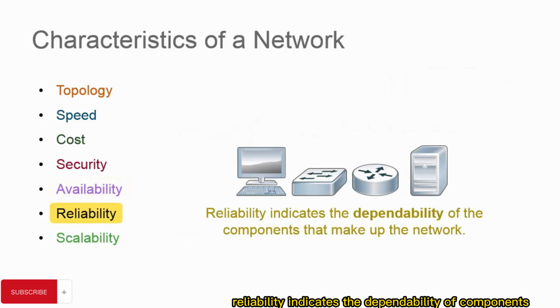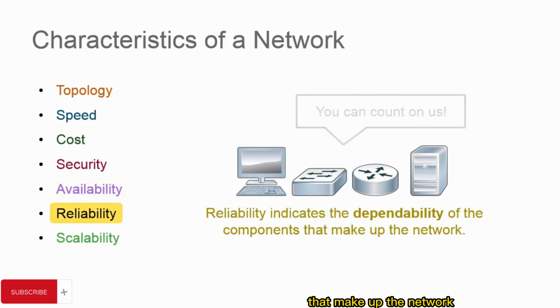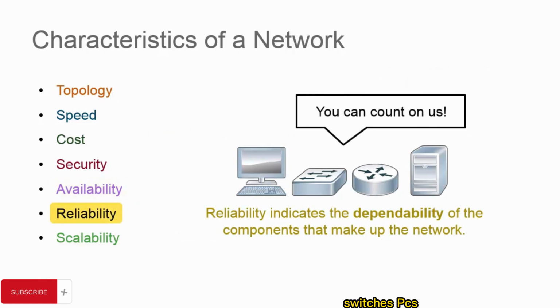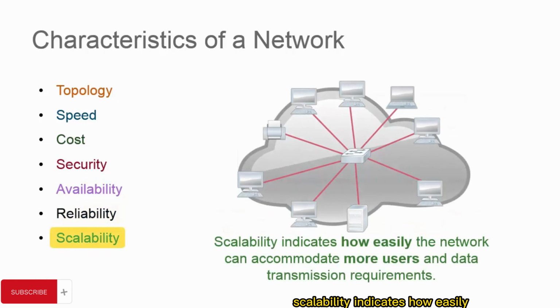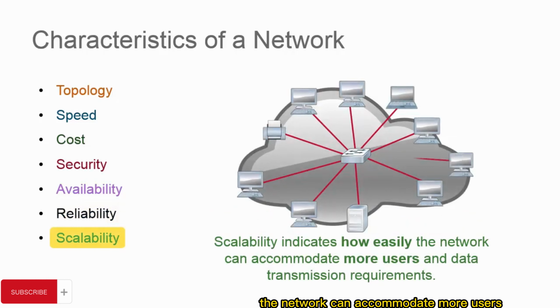Another thing is reliability. Reliability indicates the dependability of components that make up the network, such as routers, switches, PCs, and servers. Last but not least, there's scalability. Scalability indicates how easily the network can accommodate more users and data transmission requirements. If you design and optimize a network for only the current requirements, it'll be very expensive and difficult to meet new needs when the network grows.